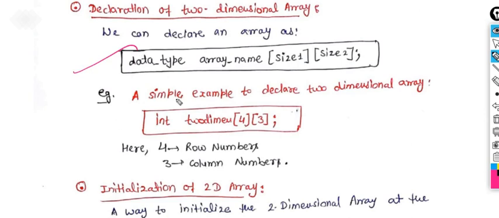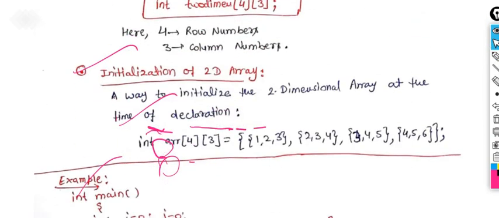This is an example of a declaration: the data type, the name of the variable, then the row size and column size. So here 4 rows will be there and 3 columns will be there, right? Next, how to initialize the 2D array? So the initialization part is here.